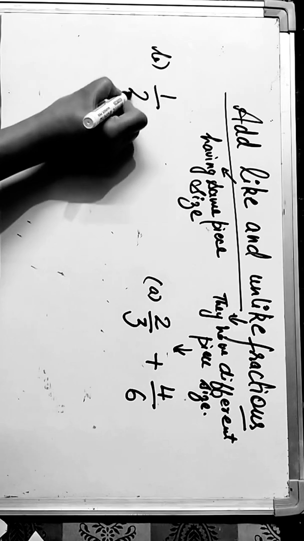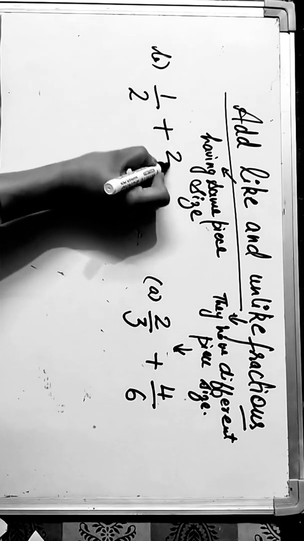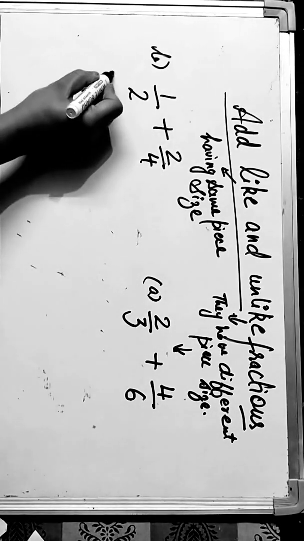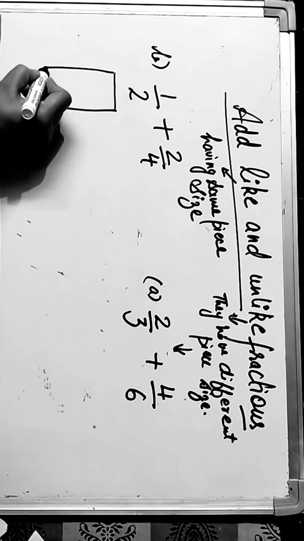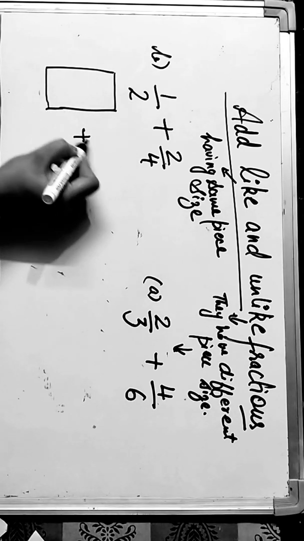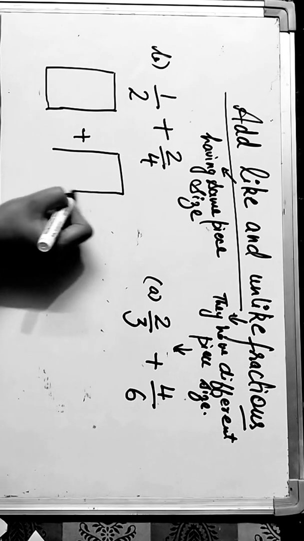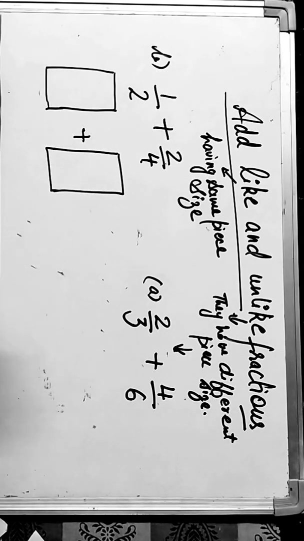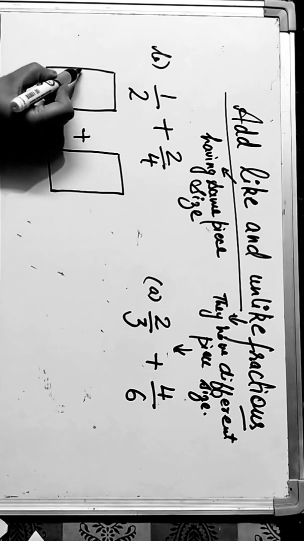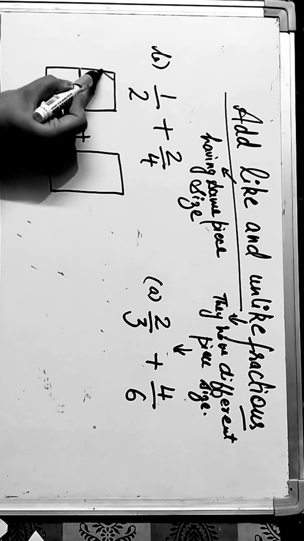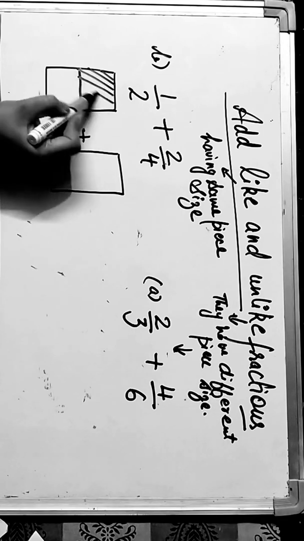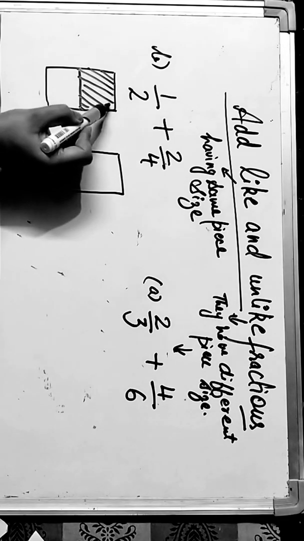If I have to solve half and 2/4, okay, what if we have 2 chocolates and we have to keep them in the same box? If we have 2 chocolates and we have to keep them in the same box, how will I show half? I will show half like this. This is half chocolate. Okay.